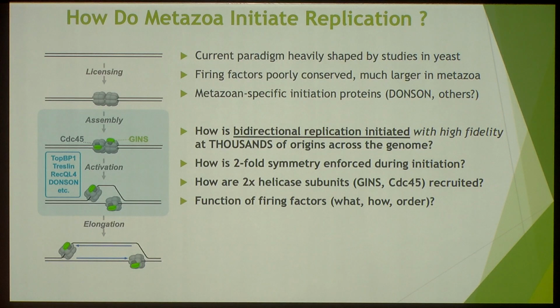The mechanism of initiation in Metazoa is really poorly understood for a variety of reasons. And our lab is interested in understanding how bidirectional replication is initiated with high fidelity at thousands of origins across the genome. More specifically, we're interested in understanding how this twofold symmetry is enforced during initiation. So how are 2 GINS molecules recruited, how are 2 CDC45s recruited, and what is the function of these mysterious firing factors? What do they do, how do they do it, how many copies of these factors are required, and in what order do they function?